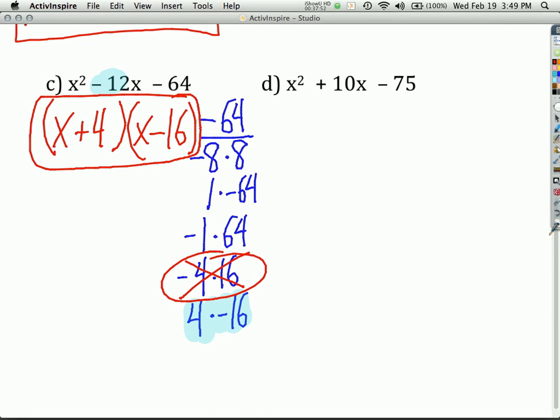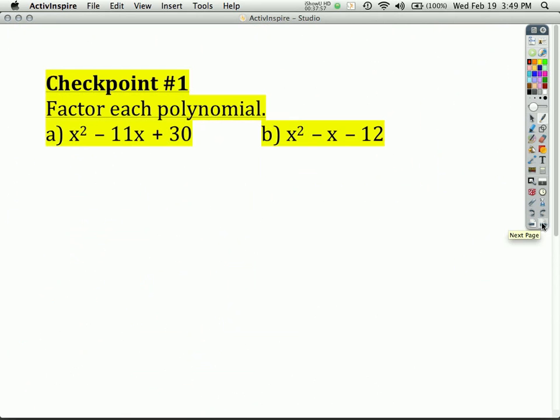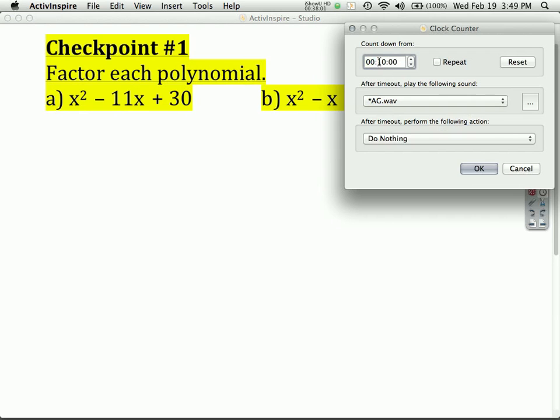All right, I had another example, but I don't think we need it, so let's see how you do on your own. Checkpoint number 1, factor these two. You got 2 minutes.